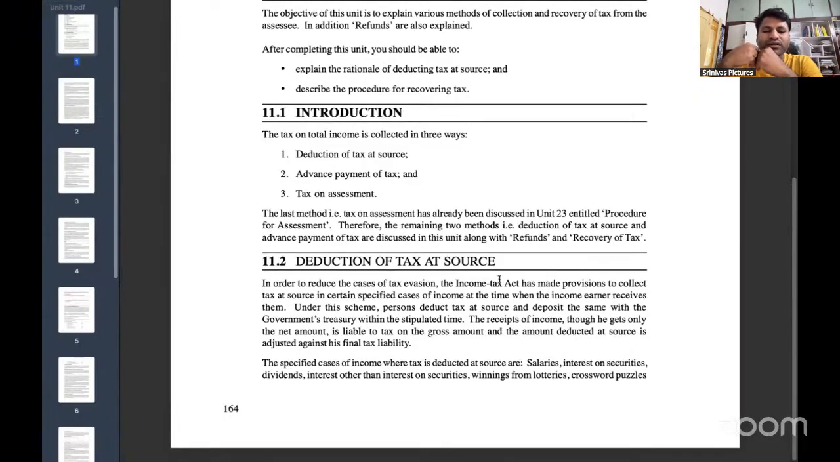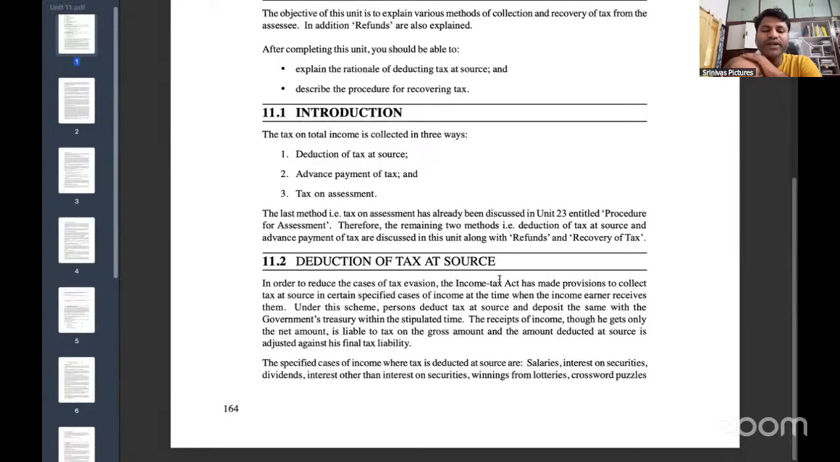In order to reduce the cases of tax evasion. Tax evasion means what? Sometimes some people try to escape the tax. They give false information, and to avoid the tax, they submit fake documents also. When they do that individually, sometimes companies and organizations will pay the tax on behalf of their employees. In that situation, we observe the deduction of tax.